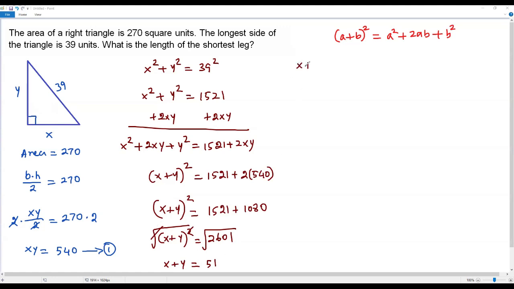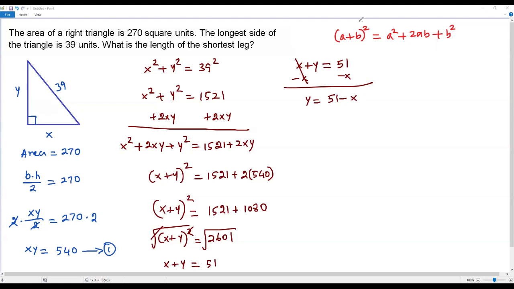Let me write the same equation over here. Now in this equation, I have to solve either for x or y. Okay, now let me solve for y. For that, I have to subtract x from both sides. When I subtract x from both sides, a positive x and negative x will cancel out. I am getting y equals 51 minus x.